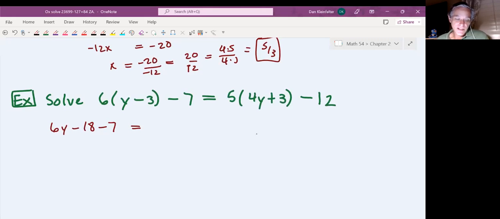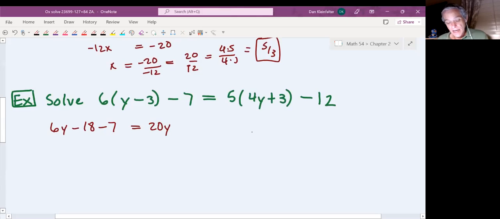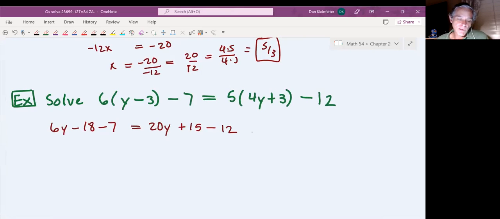And then minus the 7, just coming along for the ride, our equal sign, and then distributing the 5 on the right side, we have 5 times 4y, that will give us 20y, and then 5 times 3 is 15, and then we'll just copy over that negative 12. All right, so we've done one thing. We've got the parentheses all gone, so now we'll combine like terms. 6y minus 18 minus 7 is minus 25.